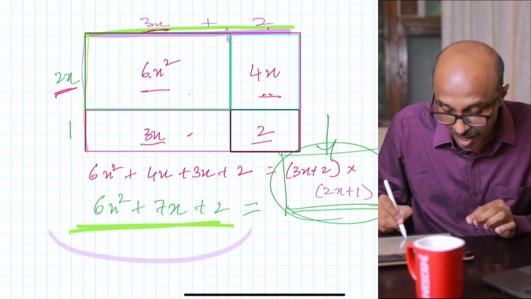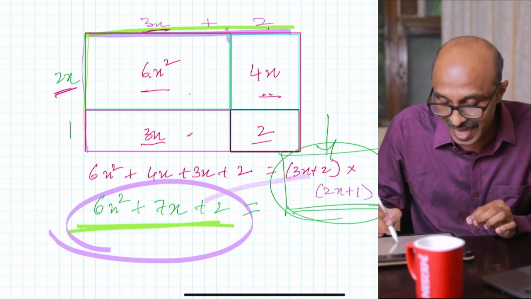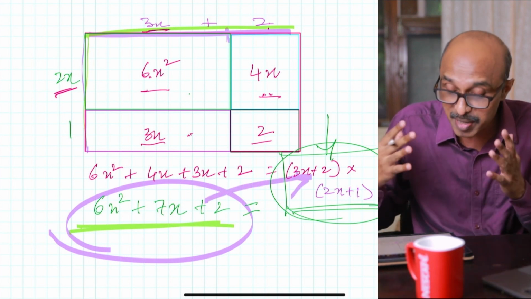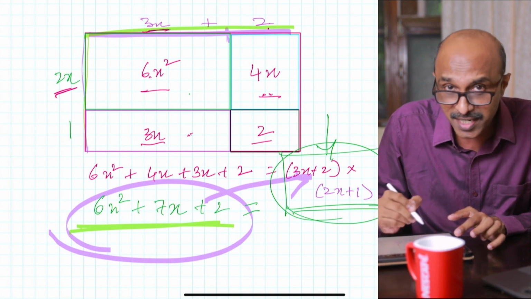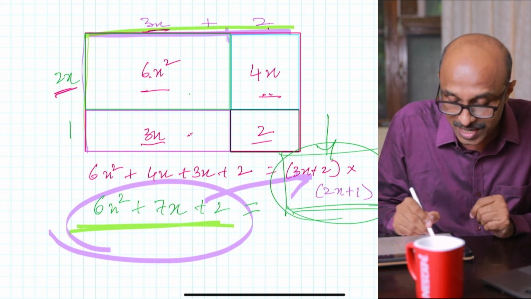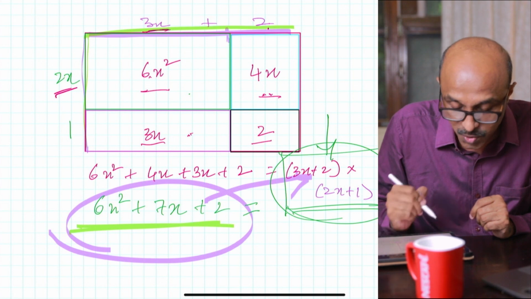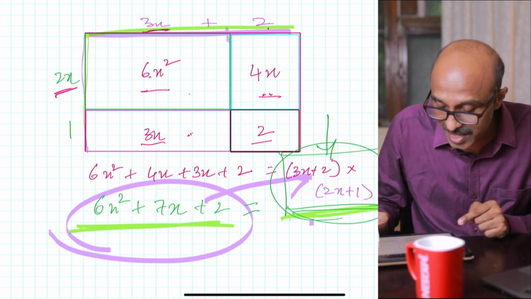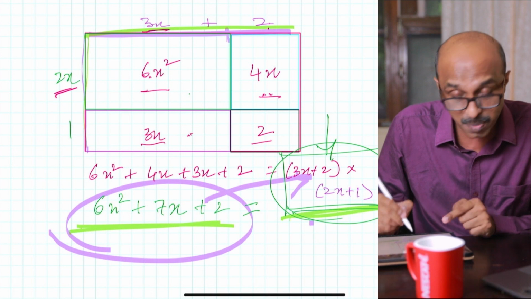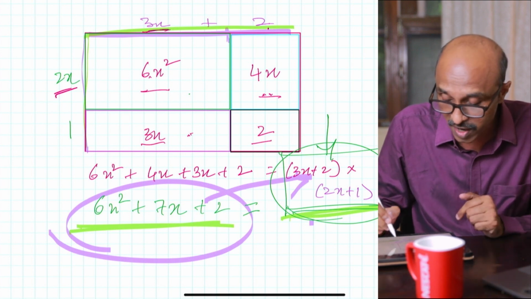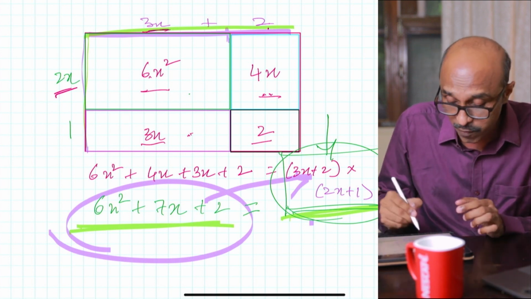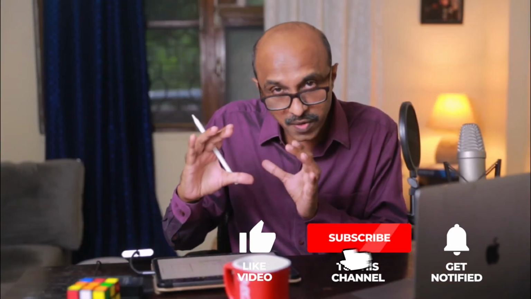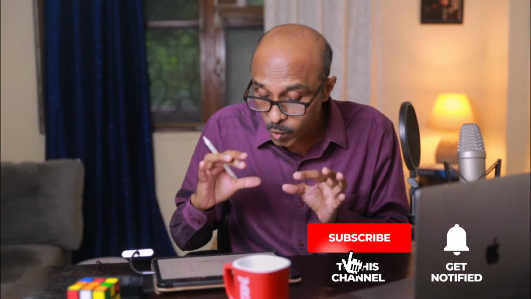Now, isn't that bizarre? The quadratic polynomial can be perceived as the area of a rectangle, a four-sided figure whose length is 3x plus 2 and whose width is 2x plus 1. We had only seen 3x plus 2 and 2x plus 1 as the factors of this quadratic expression in the earlier videos. But using the lens of the grid method, one can also say that a quadratic expression can be perceived as the area of a rectangle whose dimensions are its factors.